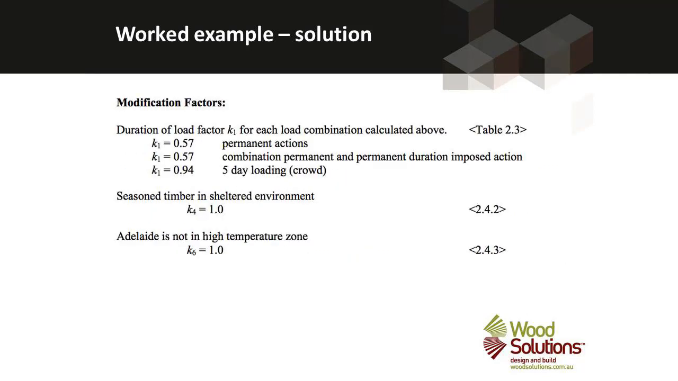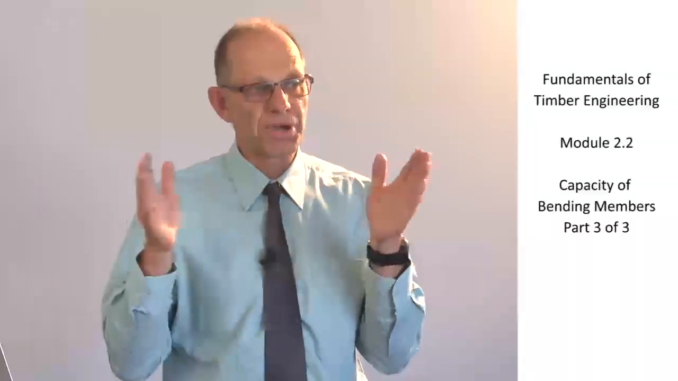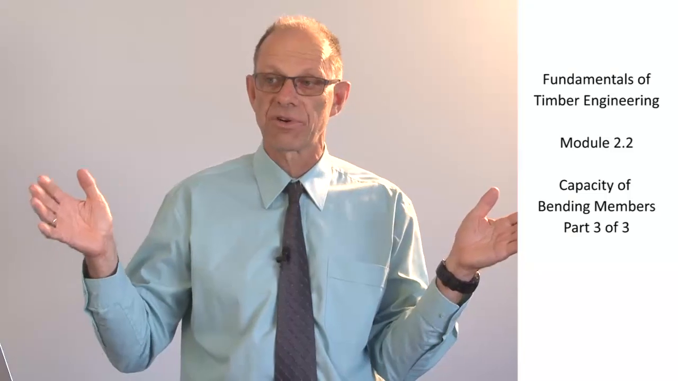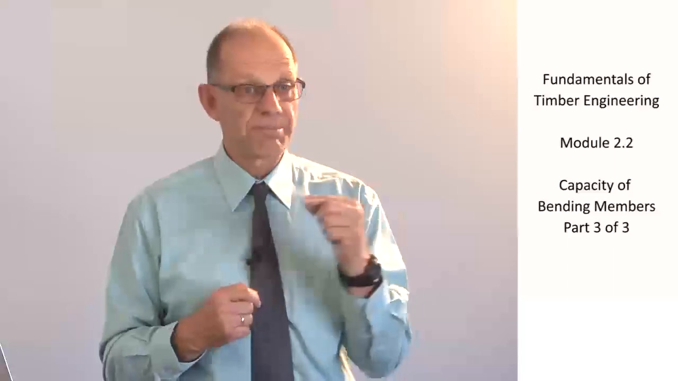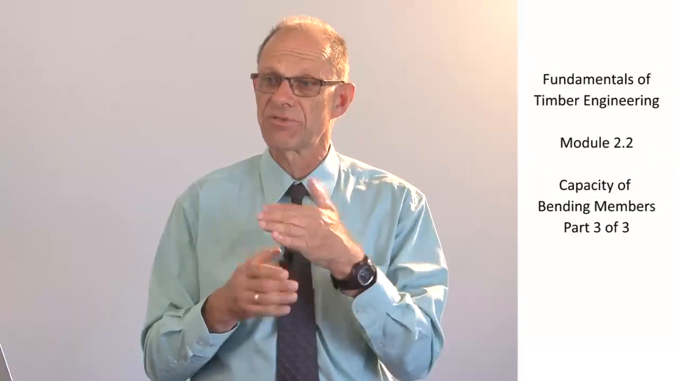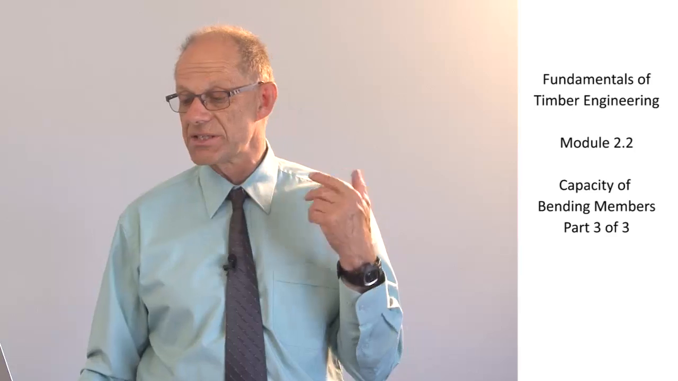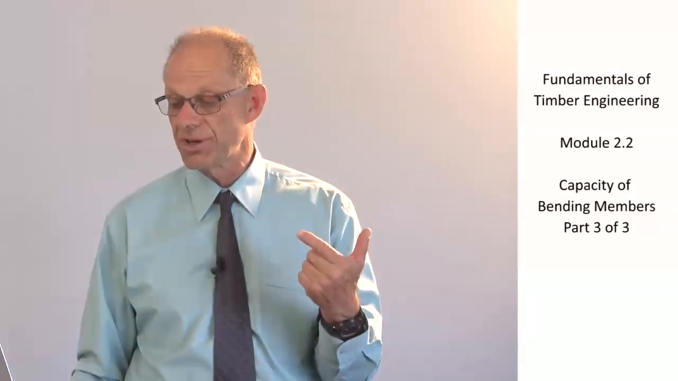Then there are the K factors, and these are going to be different for each of the load combinations. So under permanent action alone, it's 0.57. Under the action of permanent loads and imposed loads together, it's going to be the duration of the imposed load that dictates it. So for imposed loads like furniture that are going to be acting for a very long period of time, our K1 factor is 0.57, but for crowds, which are only going to be acting for days at a time, it's the days K1 factor, which is 0.94.